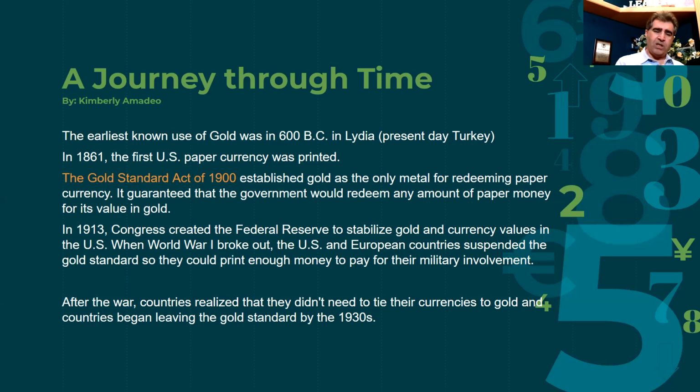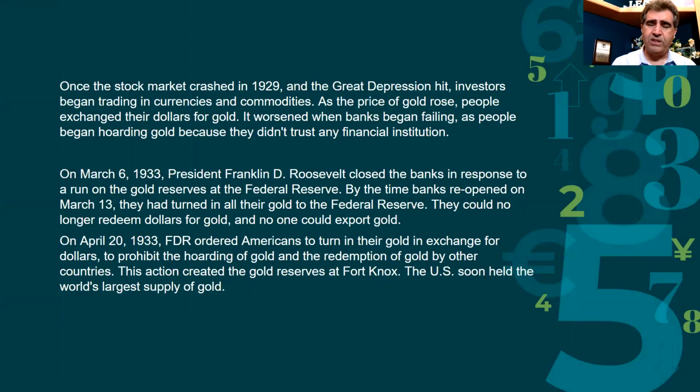After the war, countries realized they didn't need to tie their currency to gold, so why should they? They started leaving the gold standard by the 1930s. Then we have the 1929 stock market crash, and the Great Depression hit. Investors started trading in currencies and commodities, and because of that, the price of gold started rising. People started exchanging their dollars for gold, hoping for a stable currency. And then it worsens, because remember, we had all these bank failures.